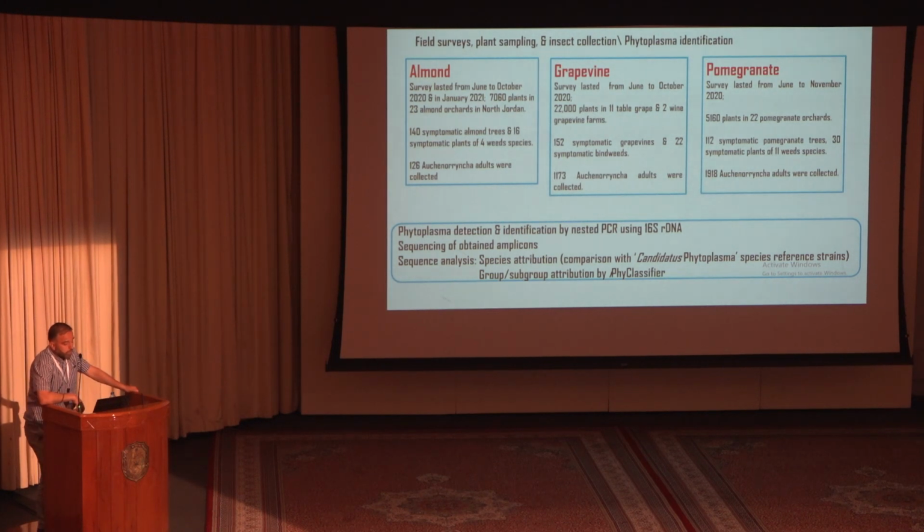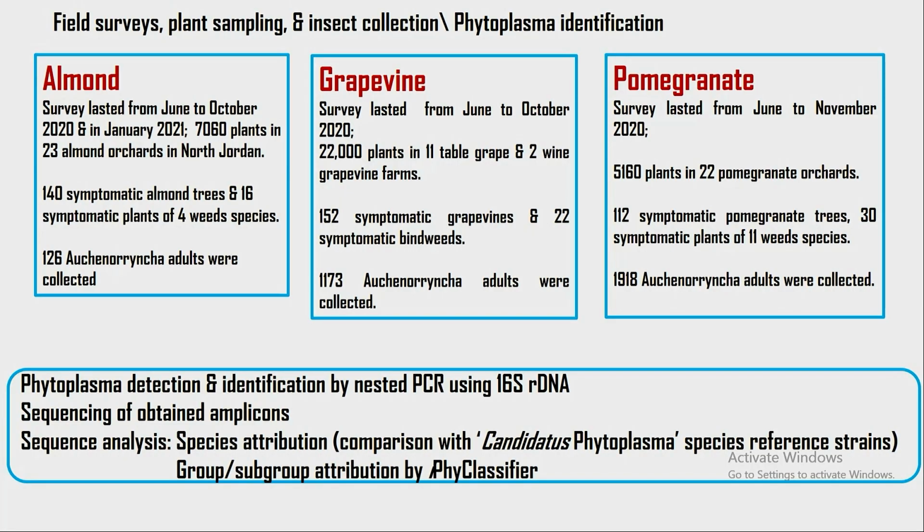With pomegranates, the survey lasted from June to November, and more than 5,000 plants in 22 pomegranate orchards were surveyed. We sampled 112 symptomatic pomegranate trees and 30 symptomatic plants of 11 weed species. The other procedures are well known, so I will go through them quickly. Species attribution was compared with the candidate phytoplasma species reference strains, and we used the iPhyClassifier to attribute the group and subgroup.